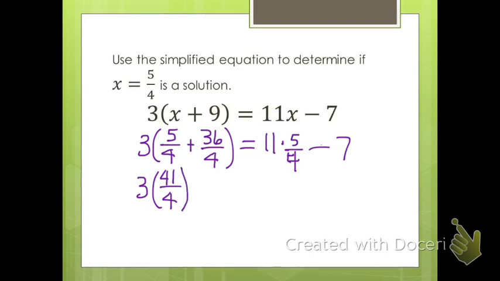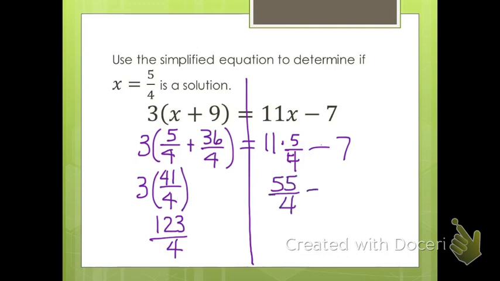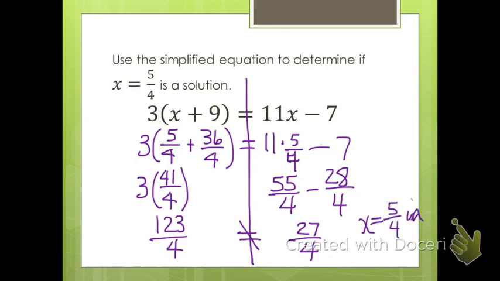And let's work down the right hand side now. 3 times 41/4 is 123/4. Okay, whereas over on this side I have now 11 times 5/4, which is 55/4, minus 7, which I'm going to rewrite as 4 times 7 is 28, so I can rewrite that as 28/4. And when I subtract, I'll get 27/4 over here. So these are clearly not equal, so x equals 5/4 is not a solution. And I can write that it is not a solution to that equation.